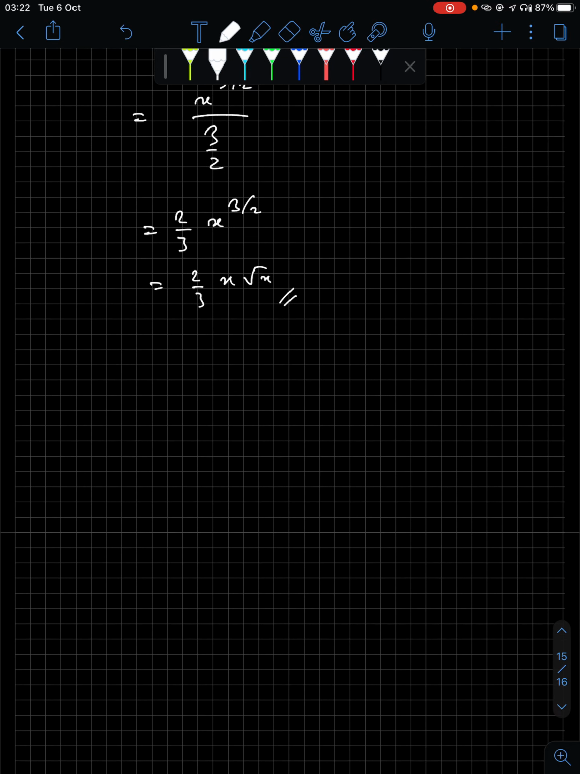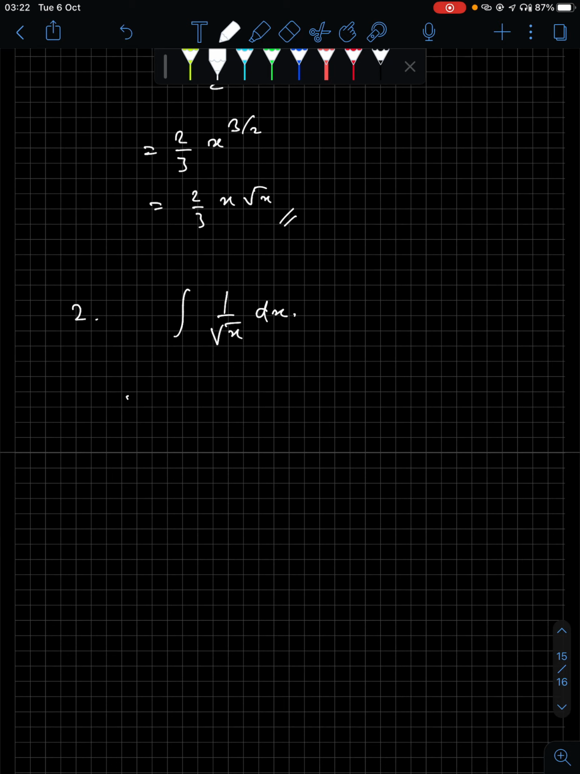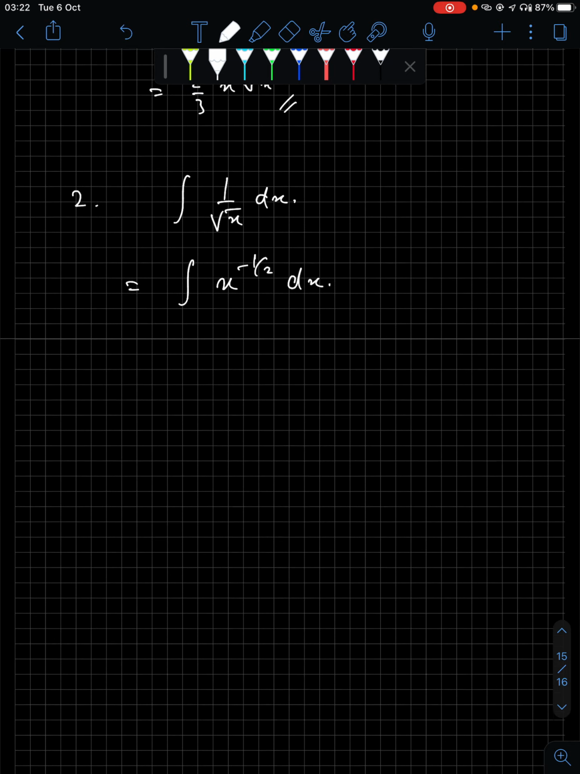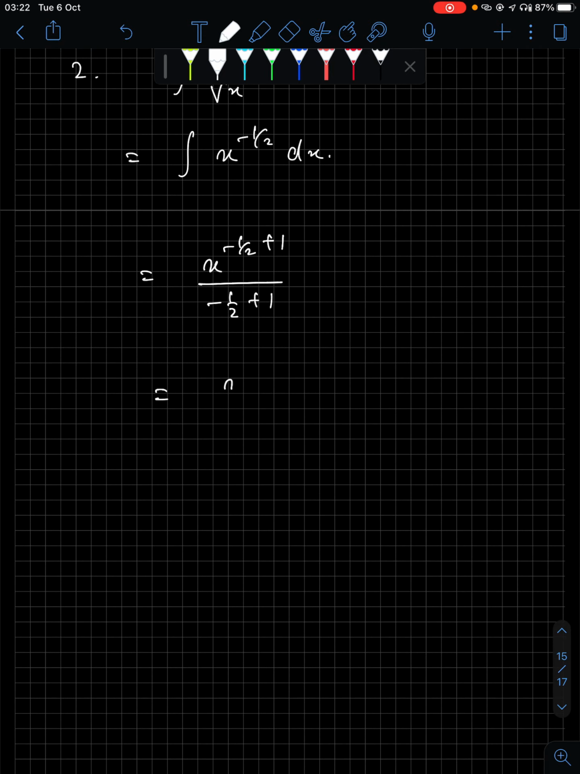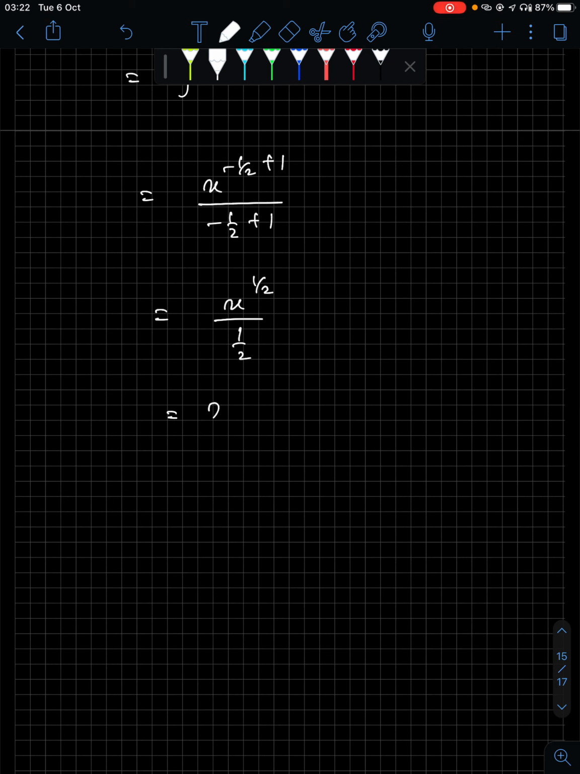Next question, number 2. Integral 1 by root over x dx. Okay, so integral x to the power minus half we can write. So x to the power minus half plus 1 divided by minus half plus 1. So this gives you x to the power half divided by half. So your answer is 2 root over x.